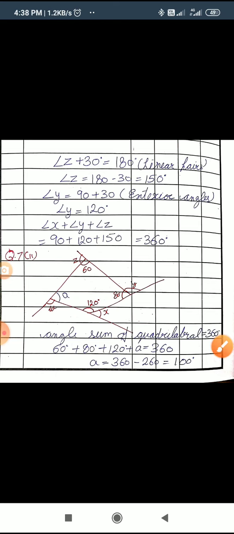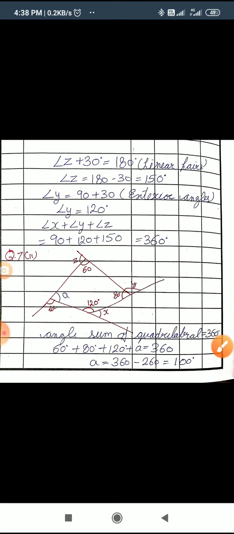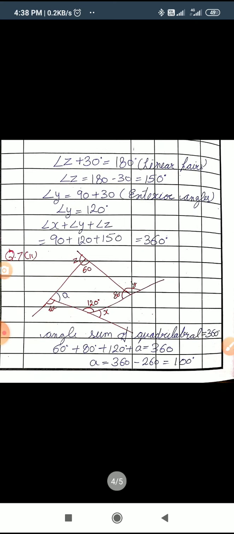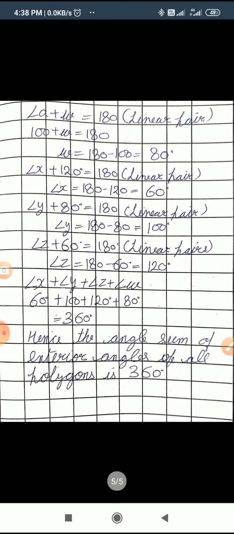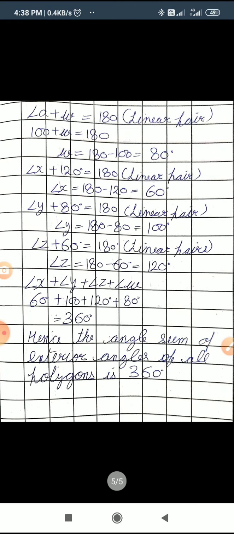One of the angles is 60, another is 80, the third is 120, and the fourth one is A. So the sum of all the 4 is 360, and I got the value of A as 100 degrees. Thereafter I have calculated the value of W. A plus W is 180, so I got the value of W as 80 degrees. Similarly, x plus 120 is equal to 180. By the same property, linear pair, I got the value of x as 60 degrees. Similarly, I got the value of y. Similarly, I got the value of z.